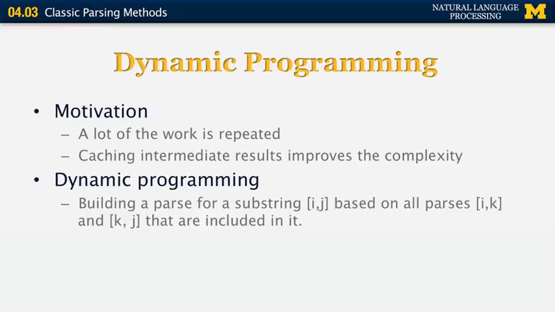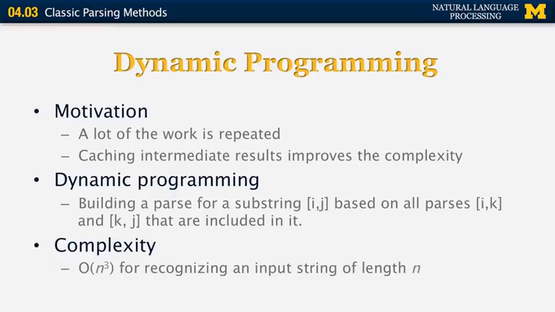So the dynamic programming method works the following way. You're going to build a parse for a substring from word I to word J based on all the current parsers I to K and K to J, where K is somewhere between I and J. So for example, if we have something like "the child ate the cake", we're going to parse that phrase based on the parses for "the child" and the parse for "ate the cake", or any other combination of substrings for this 5-word sequence.